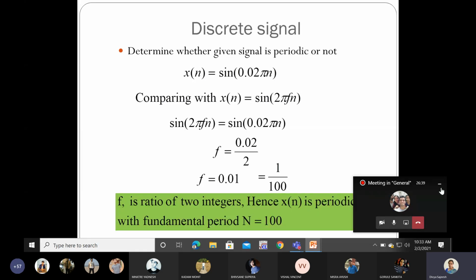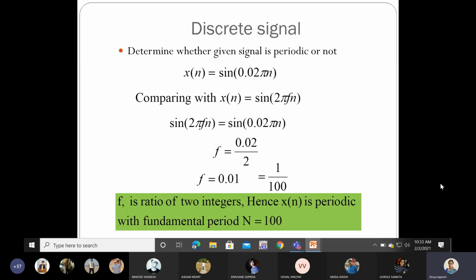So here I can write that the frequency is a ratio of two integers. Hence, x of n is periodic. x of n is periodic with a fundamental period N equal to 100. That is the reason why we write it as a ratio, to obtain the value of capital N, with a fundamental period of N equal to 100.